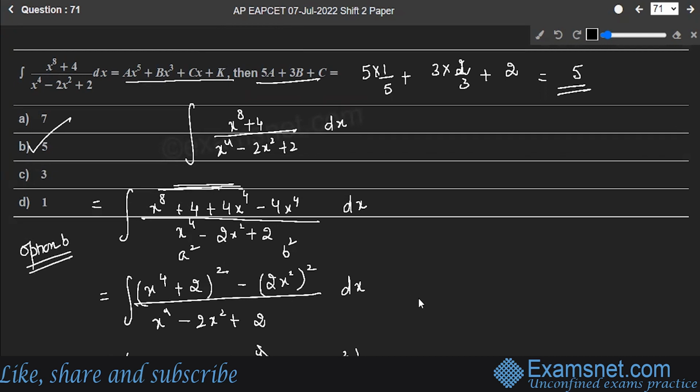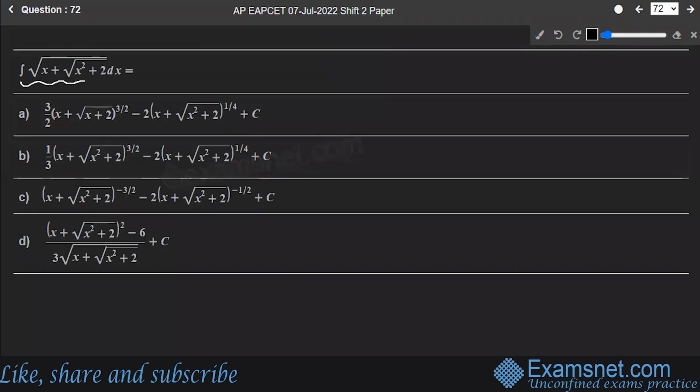Hope you're clear with this. Question number 72, you have to find out the integral of the given expression. Let that be equal to I. So I is equal to the integral of root of x plus x square plus 2, whole dx.